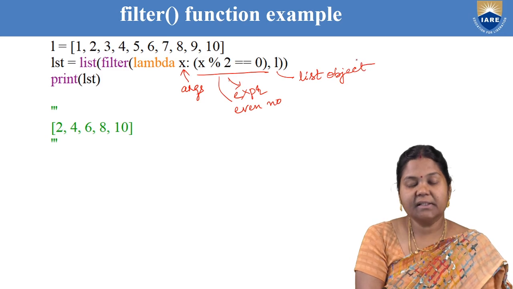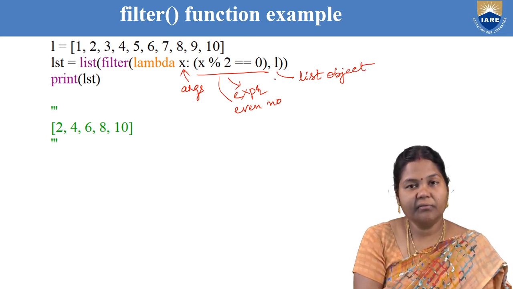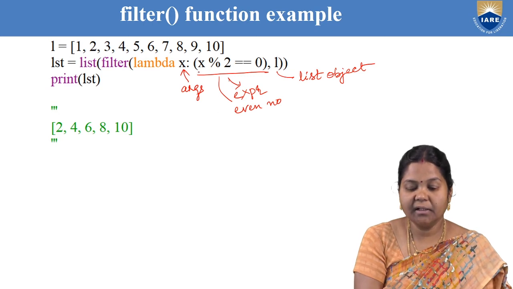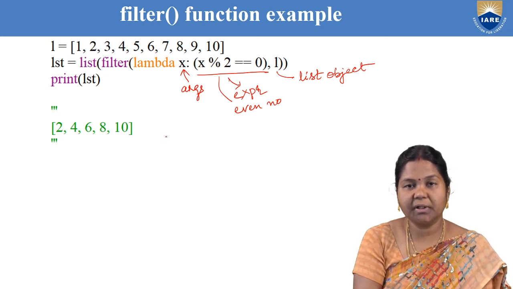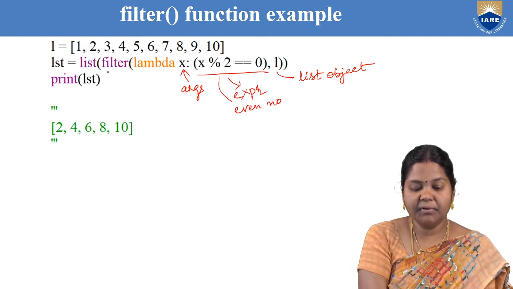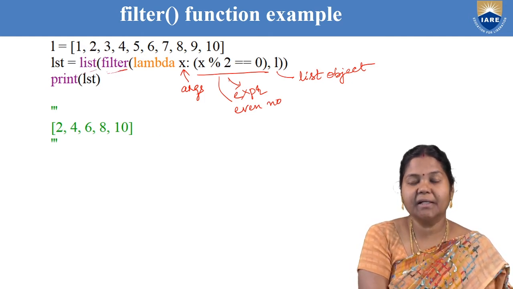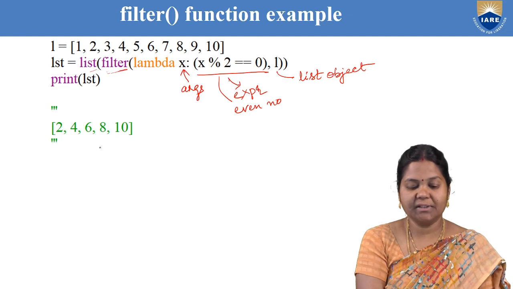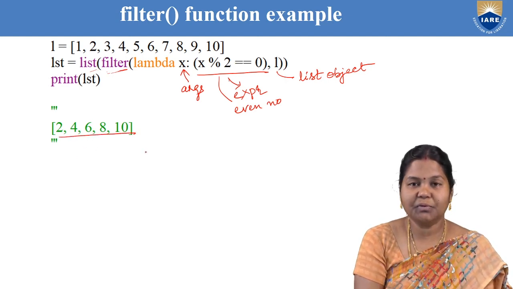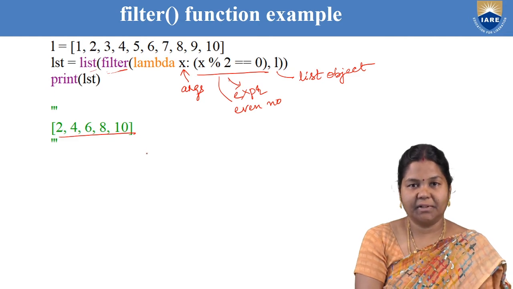Now on each and every element of this list, filter will apply this function: if x modulus 2 is equal to 0, that means the number is even, then it will filter it out and finally store it into a list. So you can see that the list now contains only the even numbers: 2, 4, 6, 8, 10.